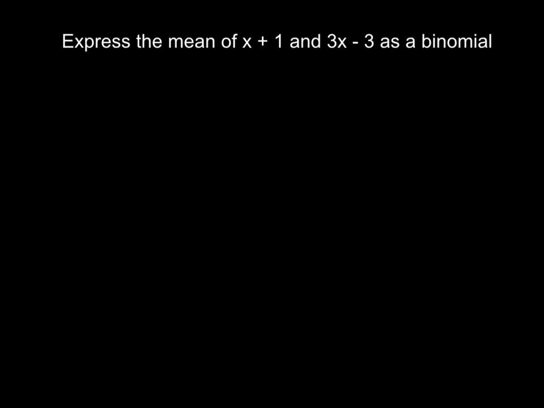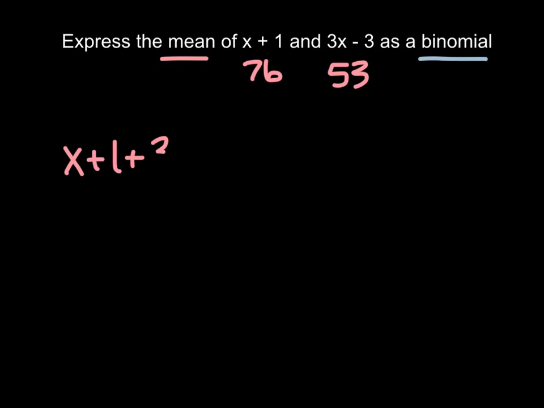Express the mean of x plus 1 and 3x minus 3 as a binomial. In this case, we just have to pretend like x plus 1 is a number and 3x minus 3 is a number. Okay? And what would we do with these two numbers to find the mean? We would add them together, and we would divide by the number of points of data that we have, which in this case is 2.